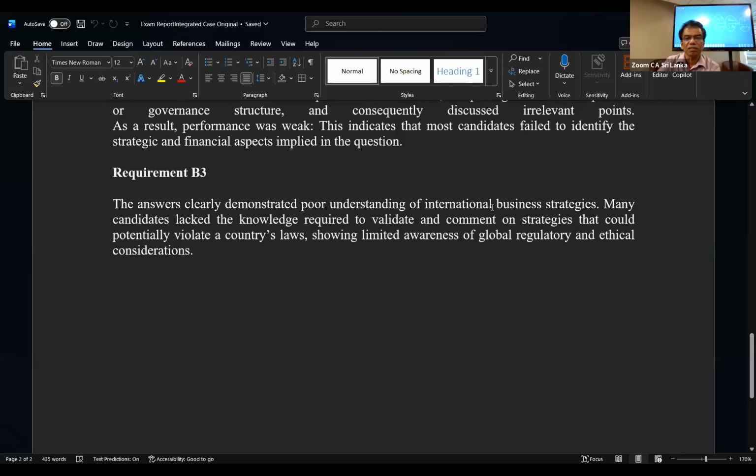Candidates can demonstrate understanding of the internal business strategy. Many candidates lack the knowledge required to validate and comment on the strategies. As I told you, strategies must be validated. You have to tell how you are going to do this strategy. You have to justify it, right?